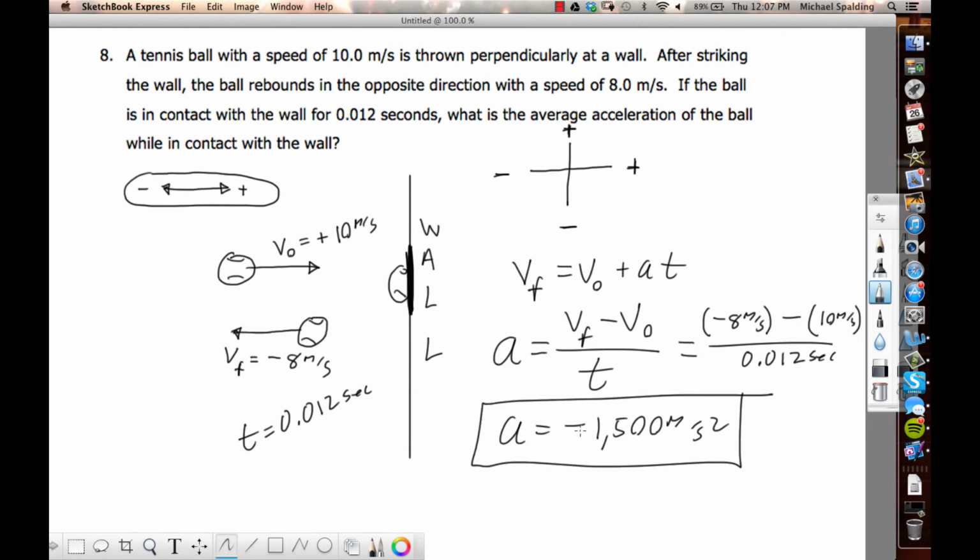Now, why does it make sense that the acceleration is negative? When the ball reaches the wall, which way does the ball accelerate? Does the ball accelerate to the right, or to the left? To the left, right? If the ball hit the wall and accelerated to the right, that would mean it went through the wall and started going faster, which doesn't make any sense. So the ball changes direction, and the acceleration is to the left. And the answer is negative 1,500. Negative meaning what? To the left.